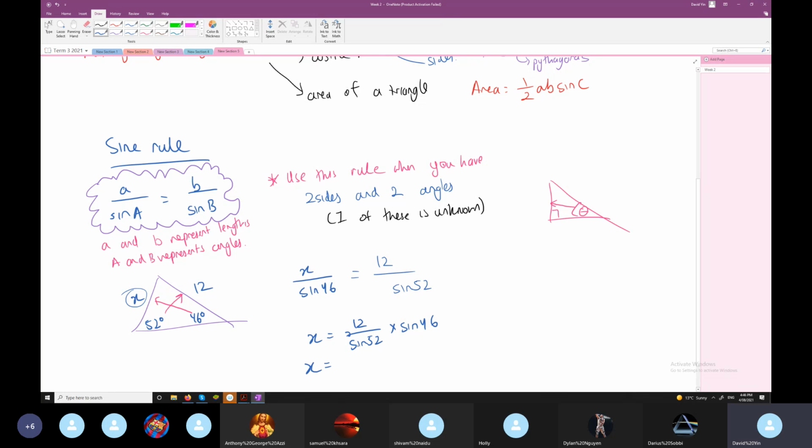Then we just plug that into our calculator. I'll quickly do it: 12 divided by sine 52 times sine 46. That's going to be 10.95. So we've got 10.95. Let's say these are centimeters. Don't forget your units. Put centimeters there.